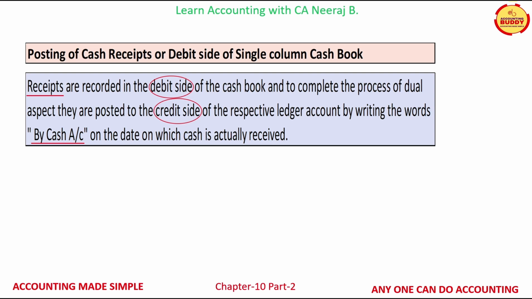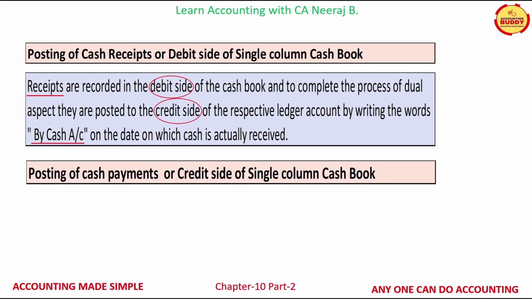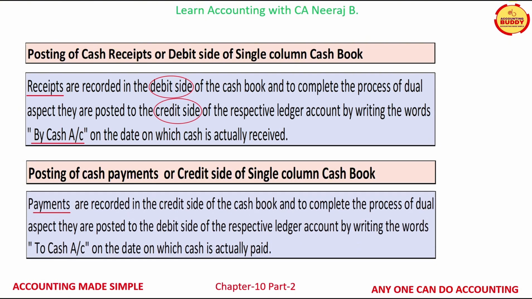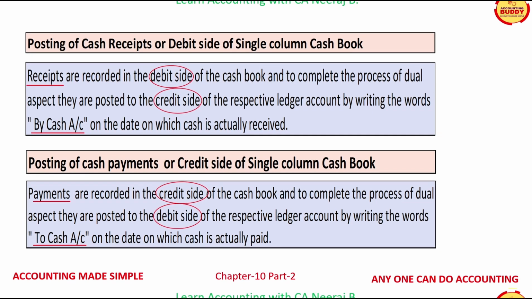Let us now understand how the cash payments or the credit side recorded transactions of a single column cash book are posted. Payments are recorded on the right hand side of the cash book, and to complete the process of dual aspect, they are posted to the debit side of the respective ledger account by writing the words "to cash account" on the date on which the cash is actually paid.